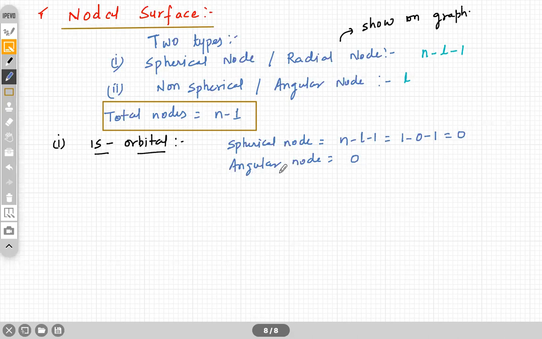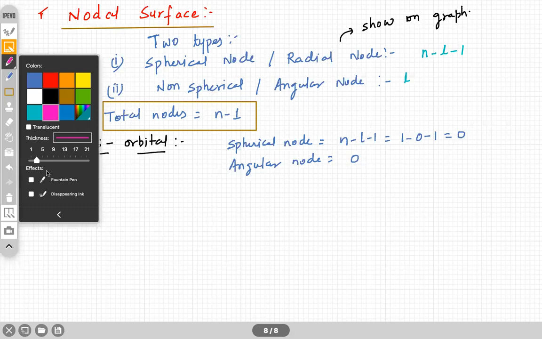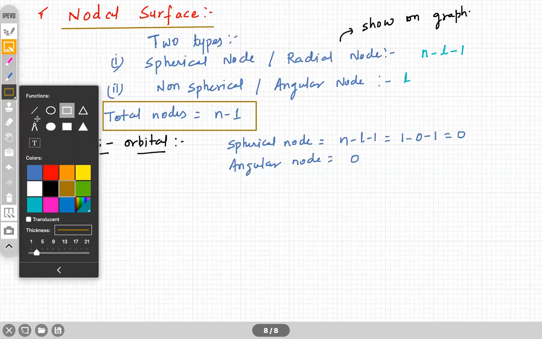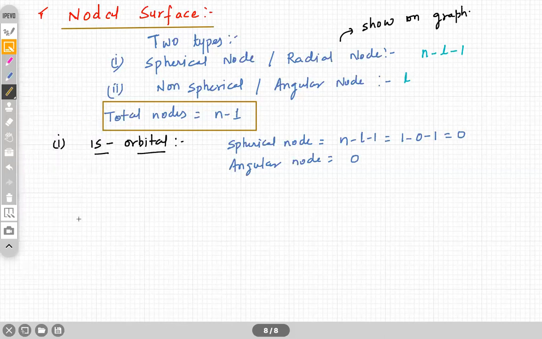Now, based on this, if you draw the graph, I am taking a little help of experimental relation because we do not know the relation of psi and r. But if you draw the graph of psi and r, you will get it like this. I'm just drawing it down. Three graphs I am drawing here.